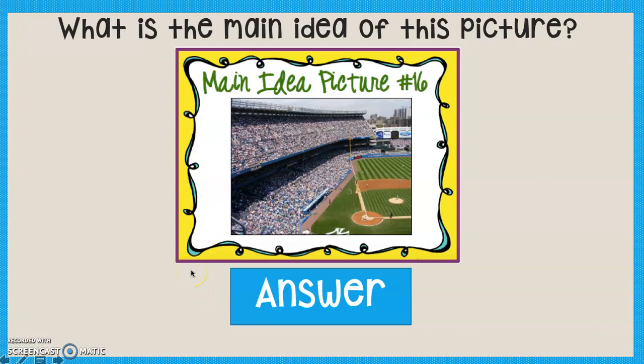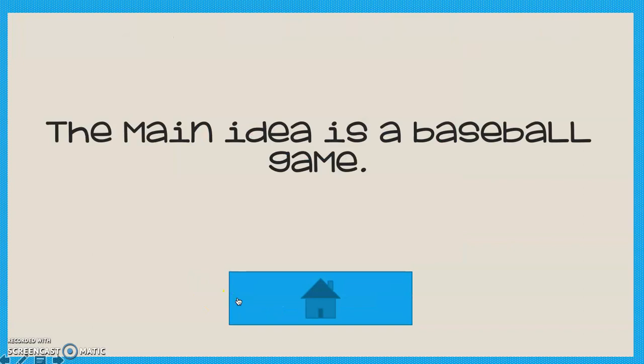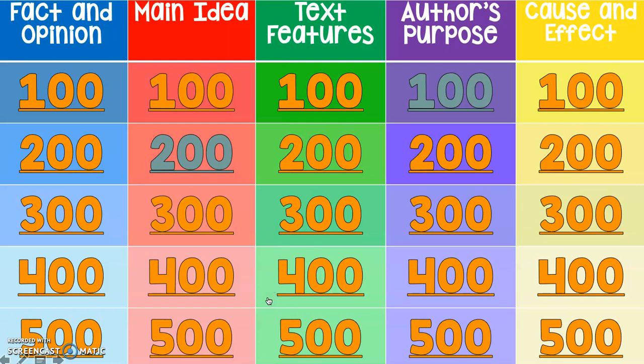Again, if you need to pause it, please pause it, okay? Answer: the main idea is a baseball game. If that's what you had, you can go ahead and add, I believe that was 200 points. All right, back to home. Again, I'm going quicker than it's probably taking you, so please pause throughout this, okay? I don't want to rush you, so pause as you go, please.